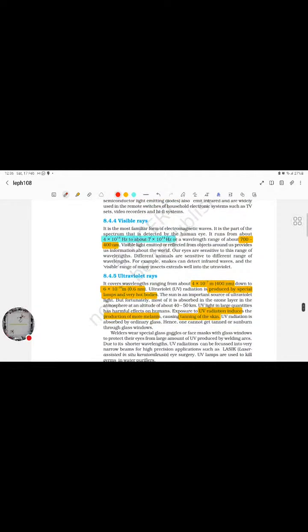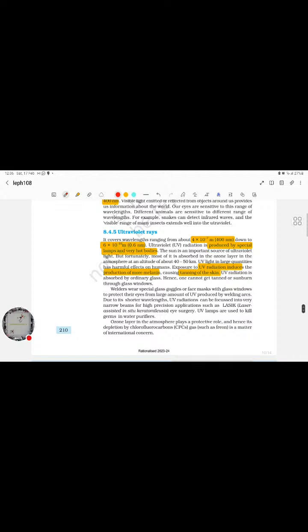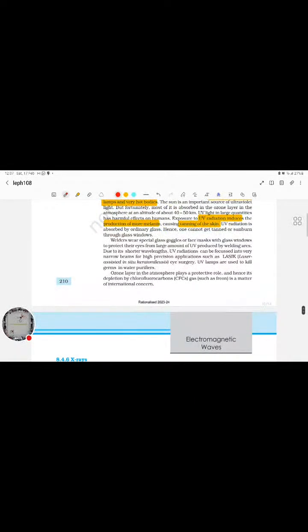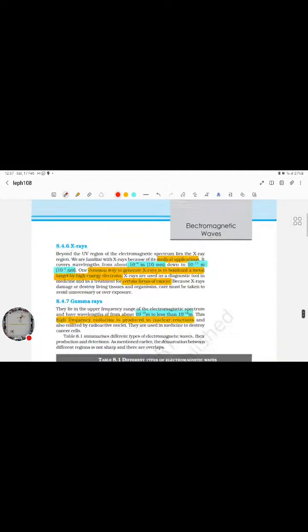And we have the visible rays, whose frequency varies between 4 into 10 power 14 hertz to 7 into 10 power 14 hertz. And then the ultraviolet rays have a range of 400 nanometer to 0.6 nanometer. So as we go down the wavelength, the frequency is increasing. These are produced by special lamps and very hot bodies. The sun is the most important source of UV rays, and it has a lot of harmful effects, but we are protected by the ozone layer present in Earth.